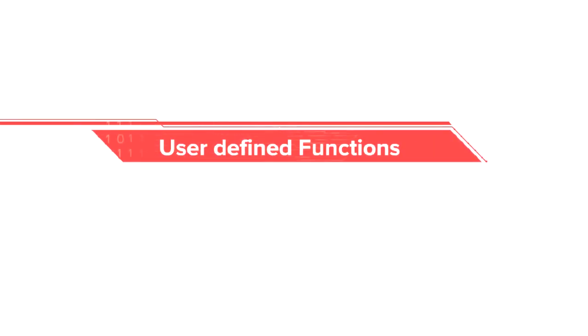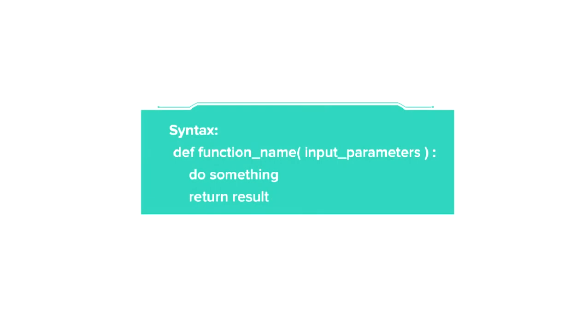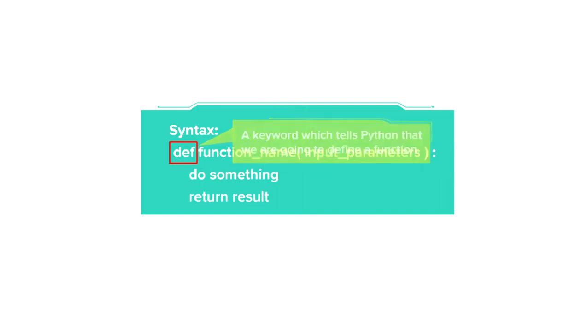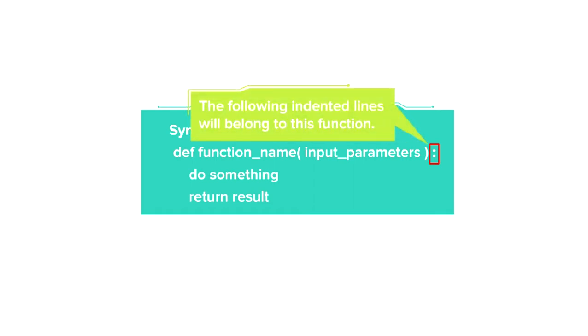Let's discuss user-defined functions now. User-defined functions are defined by the user according to their needs. Syntax of a function looks like as shown on the screen. Def here is a keyword which tells Python that we are going to define a function, followed by the function name. Note that this line also ends with a colon, which means that the following indented lines will belong to this function.